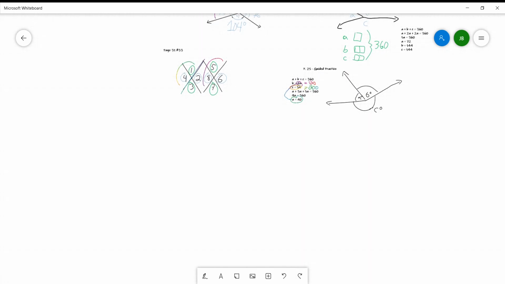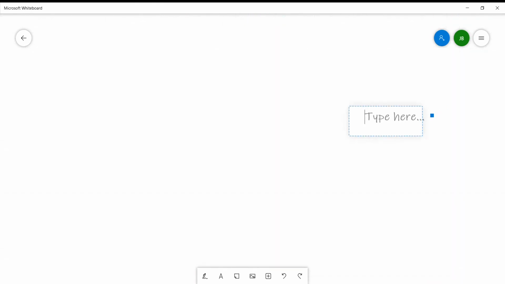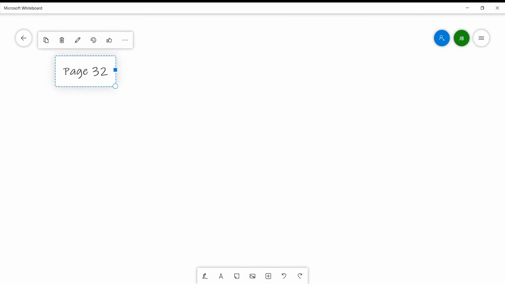Okay, so here we go. We should be on page 32. So you do have some homework from 6.2. What am I saying? It's all homework. But we're also going to learn a little bit of the next lesson just to get started on it. And I really feel like it just flows right into the next one.